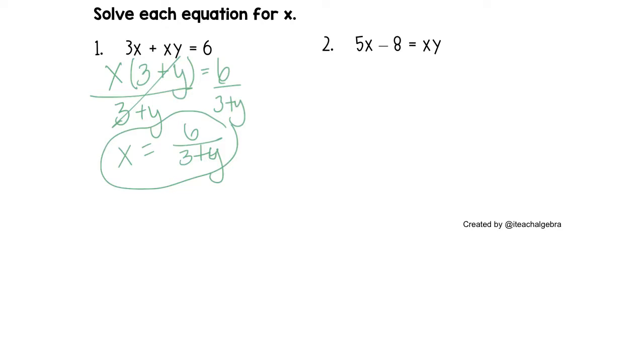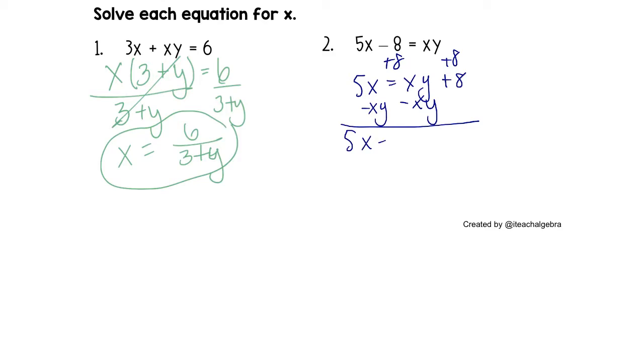Let's do this again. We've got two x's again, 5x and xy. They're not on the same side of the equation, so let's rearrange first and get all the x's together. I'm going to add 8 to each side. 5x equals xy plus 8. And I'm going to subtract xy. I'm seeing now that I could have done this a lot easier if I just subtracted 5x. But, you know, I hate negatives, so I just rearranged everything for no reason.